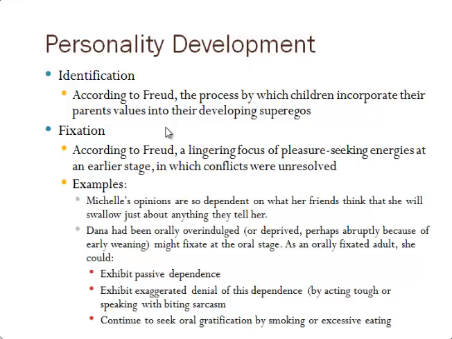So, according to Freud, the process by which children incorporate their parents' values into developing their superegos, which is essentially the sum total of their personality, is called identification. They identify with their parents' values and with their parents' words, and that's how they develop or incorporate that into their superego. Well, let's back up for a second.